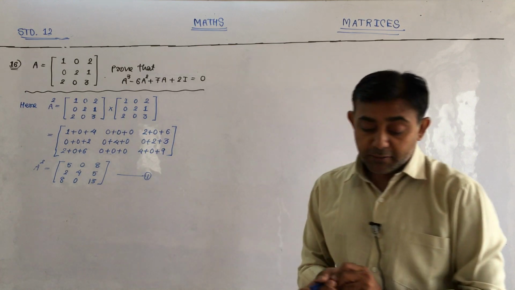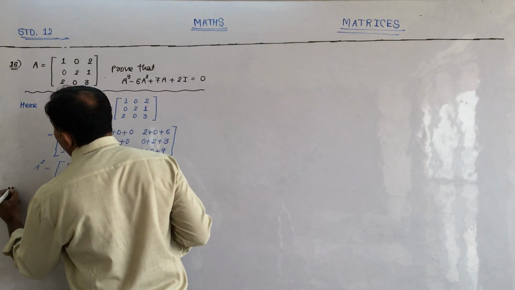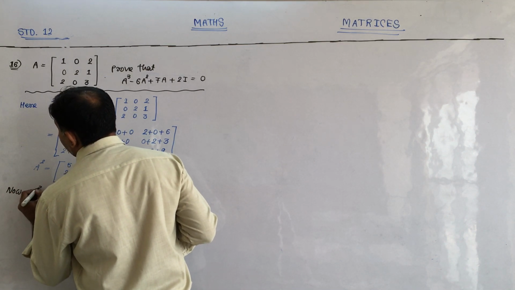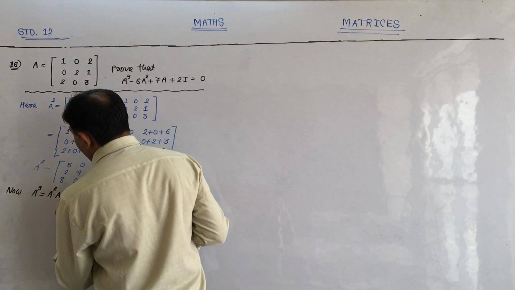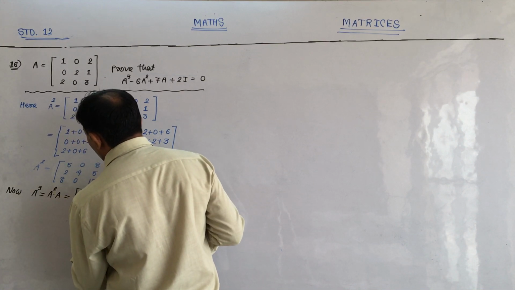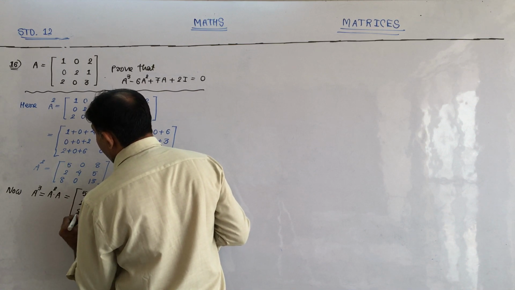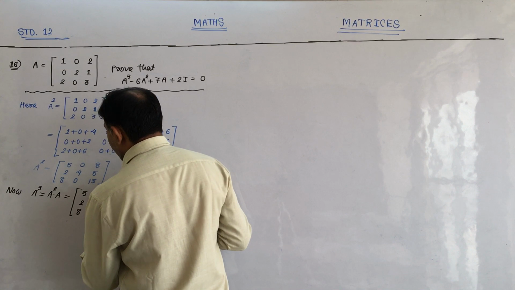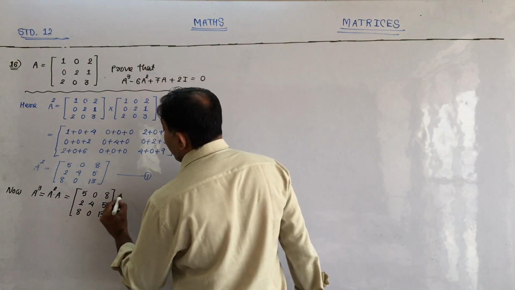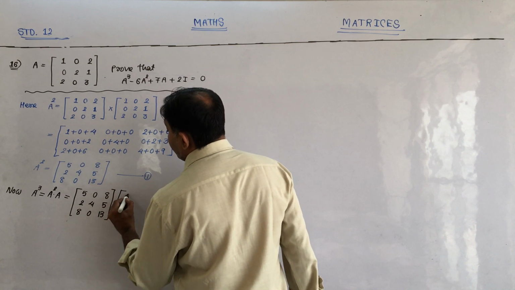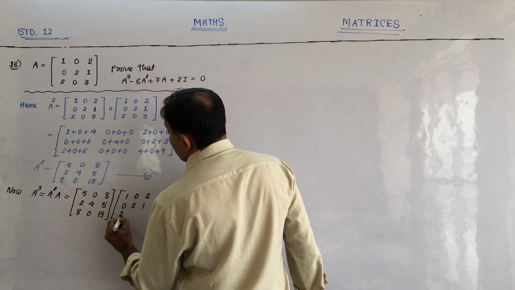A square is this. Now what is A cube? Let us calculate A cube now. I can say that A cube is A square into A, and A square is the same matrix 5 0 8, 2 4 5, 8 0 13. This is A square into matrix A. So into matrix A means the given matrix 1 0 2, 0 2 1 and 2 0 3.